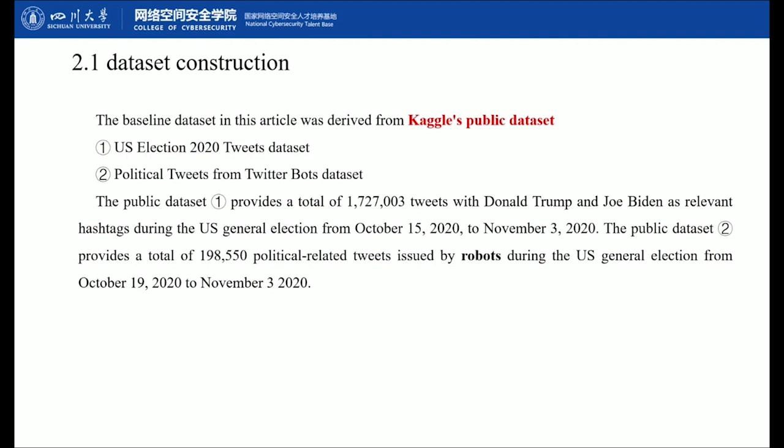1,727,003 tweets with Donald Trump and Joe Biden as relevant hashtags during the US general election from October 15, 2020 to November 3, 2020. The second dataset is the political tweets with Twitter bots dataset, which provides a total of 198,550 political related tweets issued by robots during the US general election from October 19, 2020 to November 3, 2020.